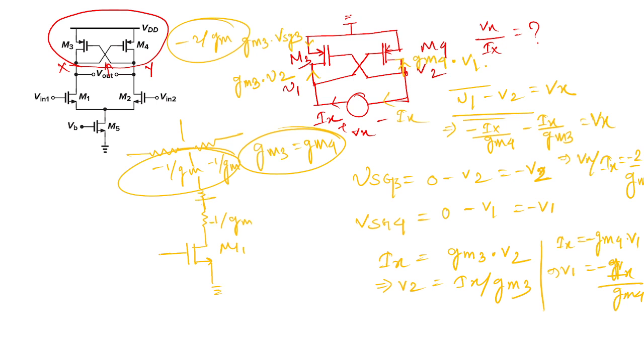This is AC ground, and this is V in, and this is my V out. Okay, so V out by V in is minus Gm1 into 1 by Gm. So this is our final answer, minus Gm1 by Gm. Sorry, I made a mistake. Here the resistance is negative, so the answer will be positive.